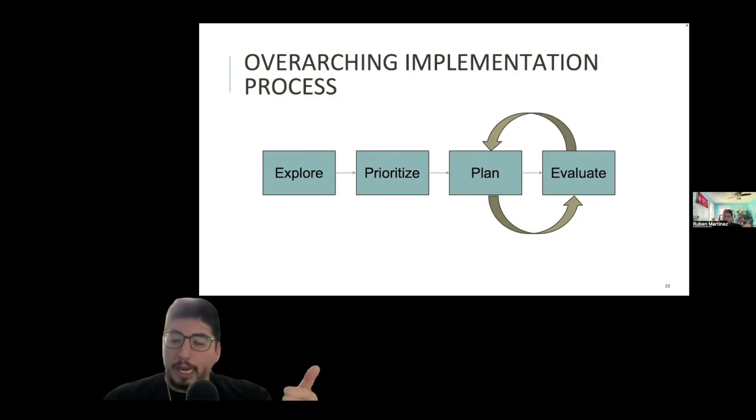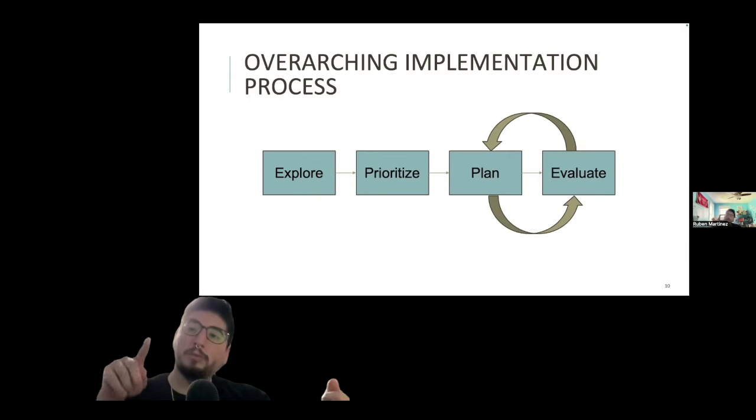So once we understand the ecosystem of barriers and facilitators, or these contextual factors that are important in implementation, we then want to prioritize them, because what ends up happening is we get this menu of a lot of different things, but we're not really sure how to make decisions based off that. So prioritization helps us make those decisions. We then want to plan for implementation strategies, which is really developing those strategies, and then evaluate.